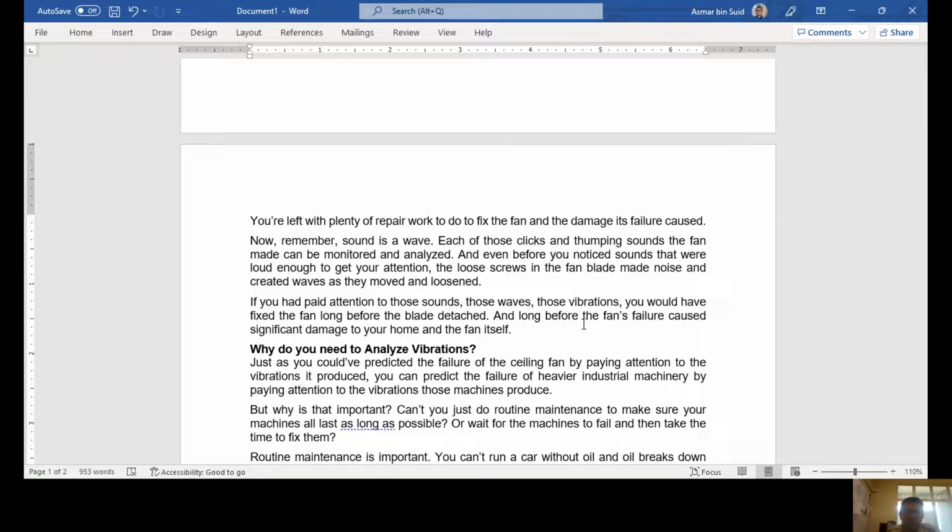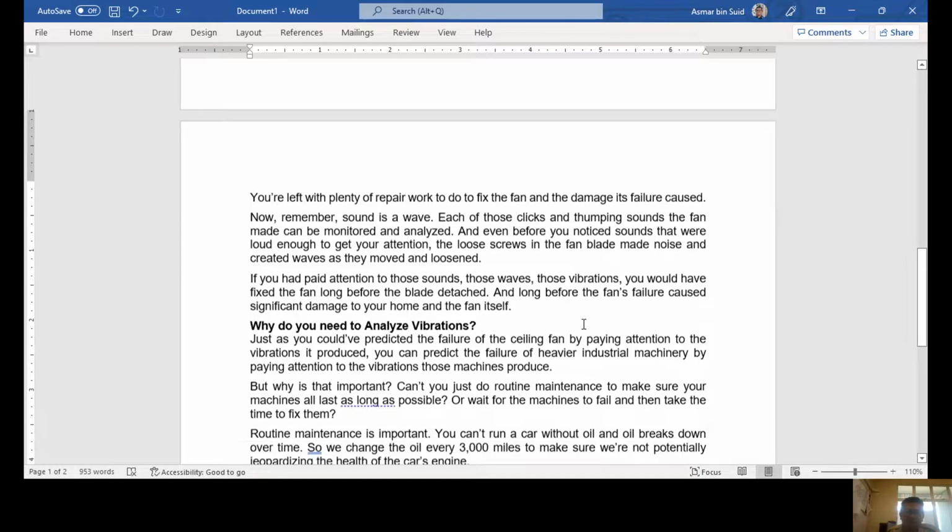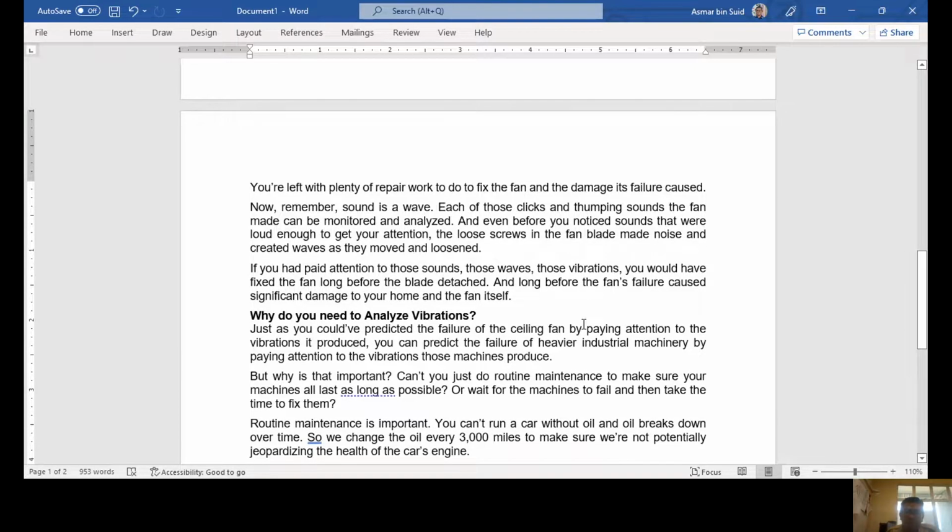And even before you noticed the sound that was loud enough to get your attention, the loose screws in the fan blade made noise and created waves as they moved and loosened. If you had paid attention to those sounds, those waves, those vibrations, you would have fixed the fan long before the blade detached and long before the fan's failure caused significant damage to your home and the fan itself.